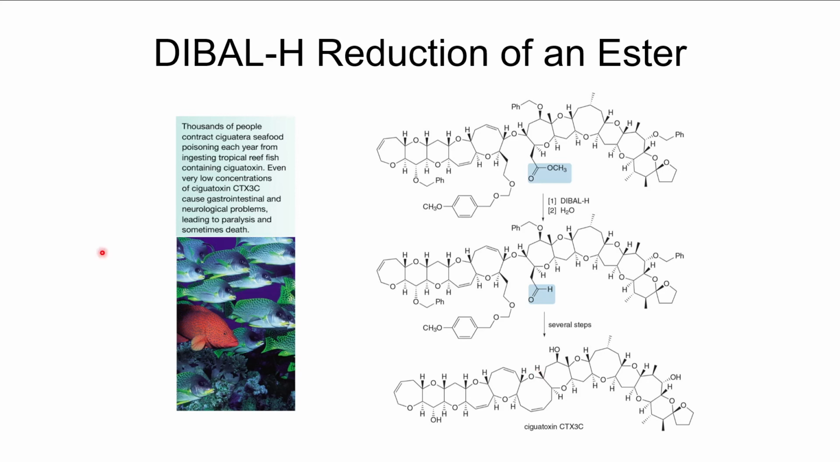And this compound is called ciguatoxin. So this is ciguatoxin. It's a particular compound that shows up in certain types of seafood and can be quite dangerous. So it's good to be able to synthesize these.